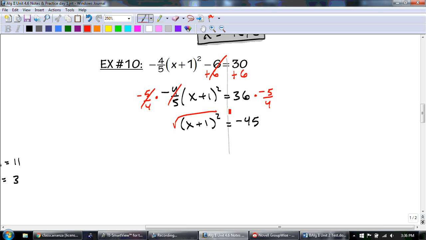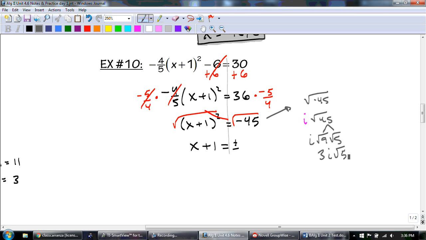Okay, so I want to take the square root of both sides to cancel out my square. And we'll get x + 1 equals plus or minus. And then I got to figure out what the square root of negative 45 is. Well, it's negative, so I know that there's an i. So I have that and 45. And then breaking down the 45, it's 9 and 5, and the square root of 9 is 3. So we have 3i√5. Don't forget your i there. Okay?